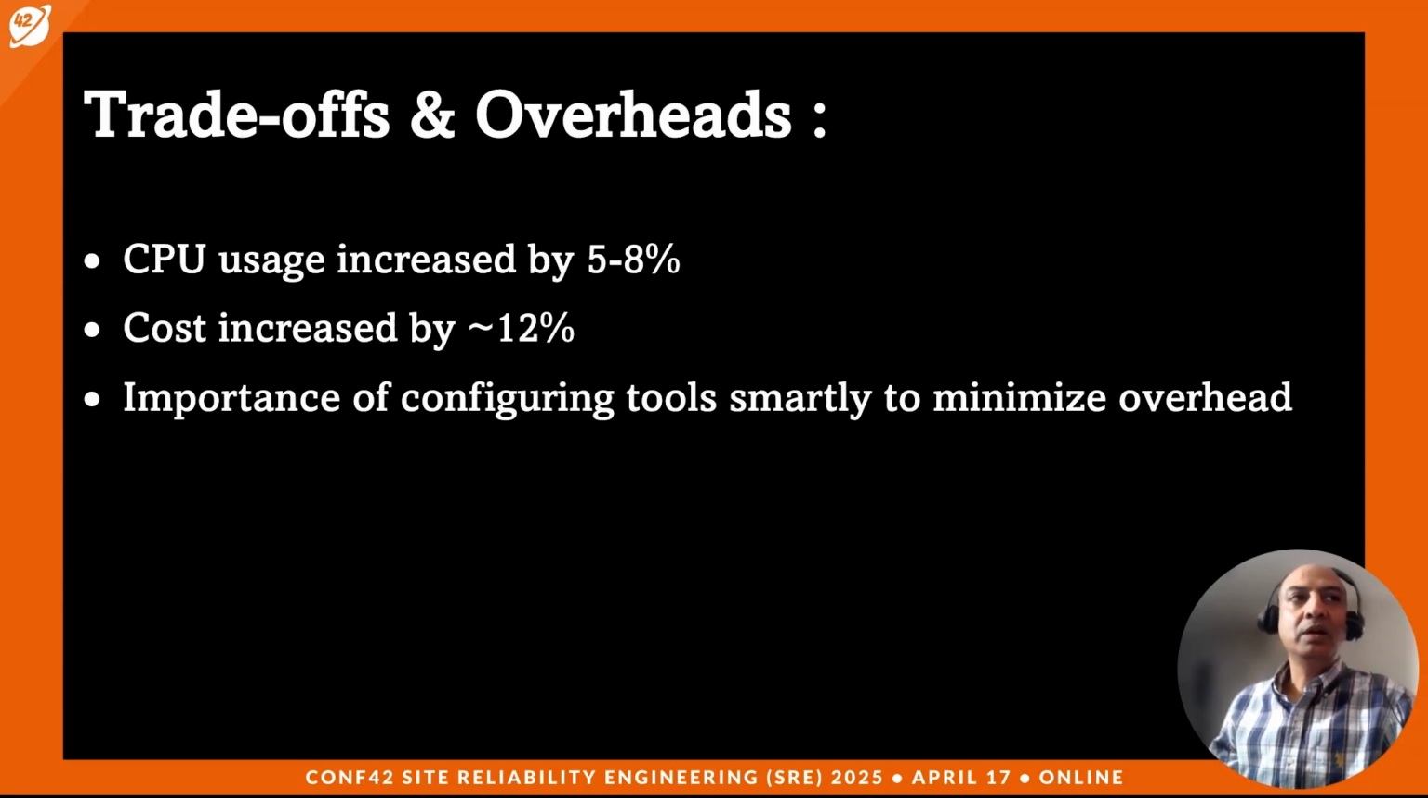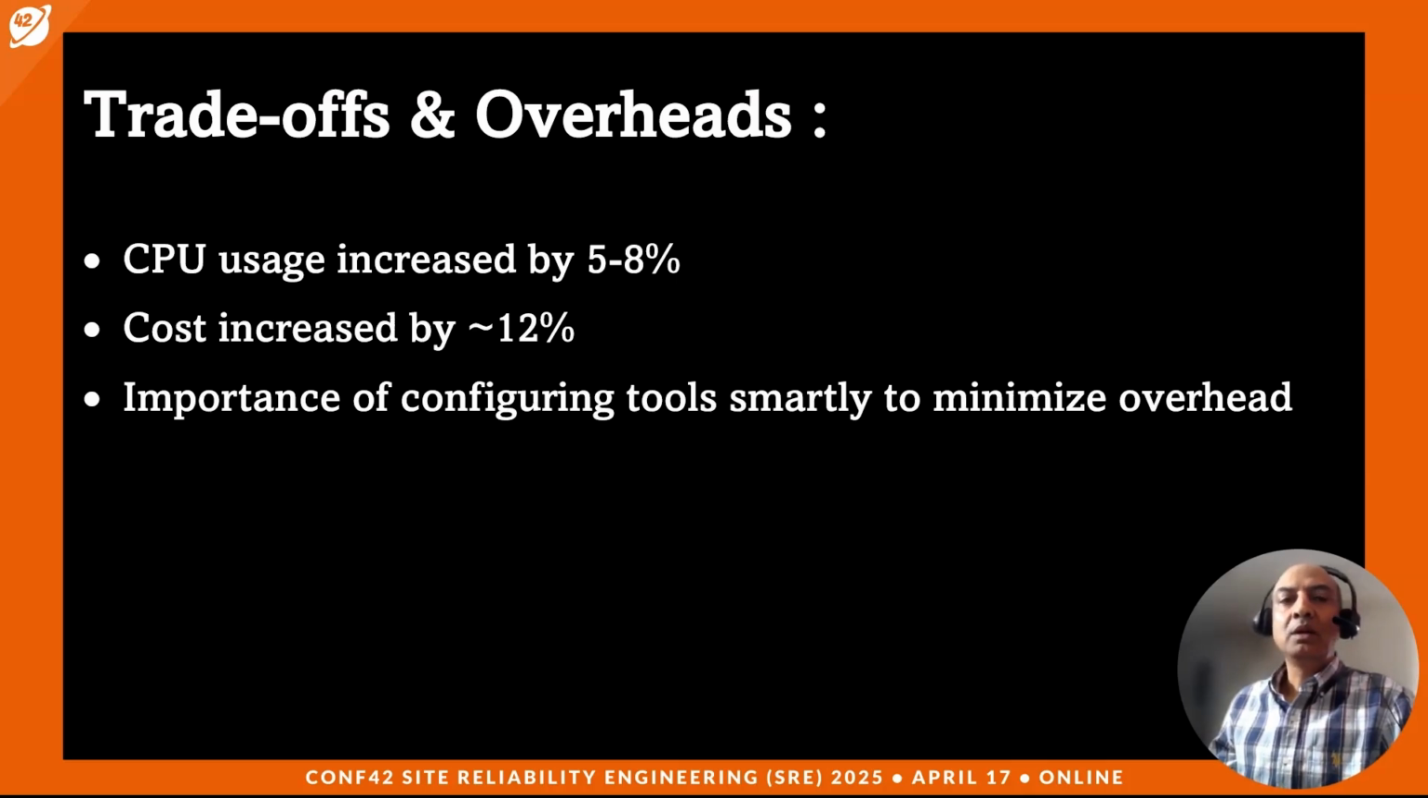Let's talk now about trade-offs and overheads. While monitoring clearly boosts system performance and reliability, it is important to understand that it comes with trade-offs. First, there is a CPU usage overhead. In the study, CPU usage increased by 5 to 8% across platforms after integrating monitoring tools. That's because these tools collect, analyze, and sometimes visualize vast amounts of data in real time.